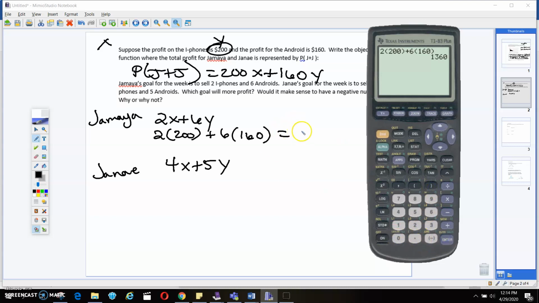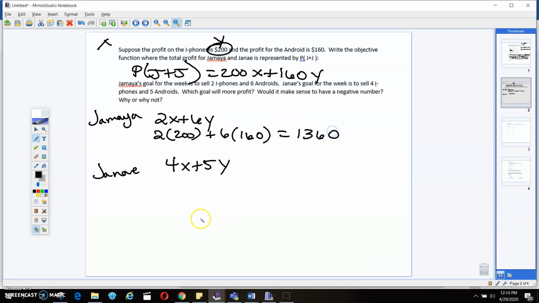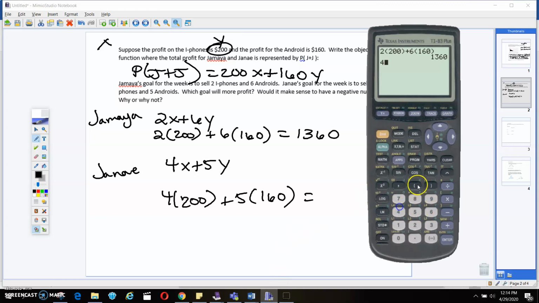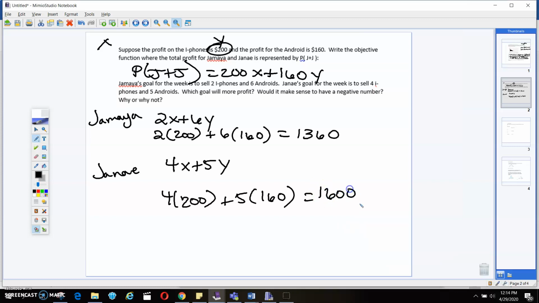And that's going to give us 1360. Okay, same thing's going to happen down here. So we're saying that all of your iPhones are $200 and then they sold 4 of them, right? So 4 times 200, and then Androids are 160, so 5 times 160. I'm going to go into my calculator, and I'm going to type 4 times 200 plus 5 times 160, and that'll give me 1,600.